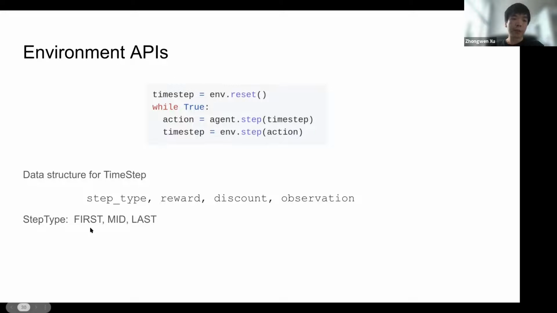The step type says whether the time step is the first step or not. For example, when the time step is just obtained after the environment reset, it will have a step type of first. Other intermediate time steps will be marked as mid, so it's a middle time step. And when the episode ends, it will mark the step type as last, so that you can judge whether the game has ended or not.